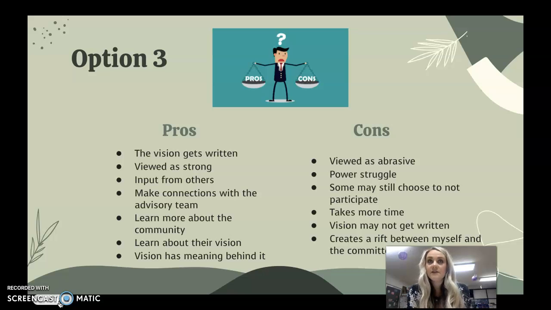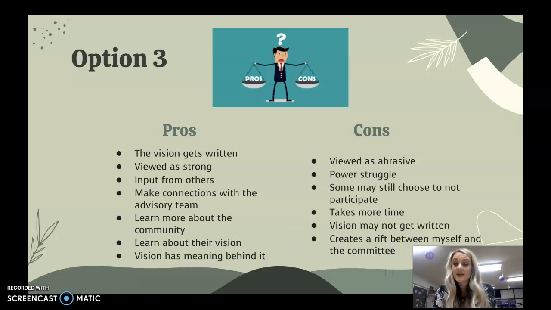The cons: it's viewed as very abrasive and immature. There could still definitely be a power struggle. Some people might choose not to participate. It's going to take more time to get it done. The vision could end up not getting written because they refuse to work with me, and it actually could cause a rift between myself and every single person on the committee.